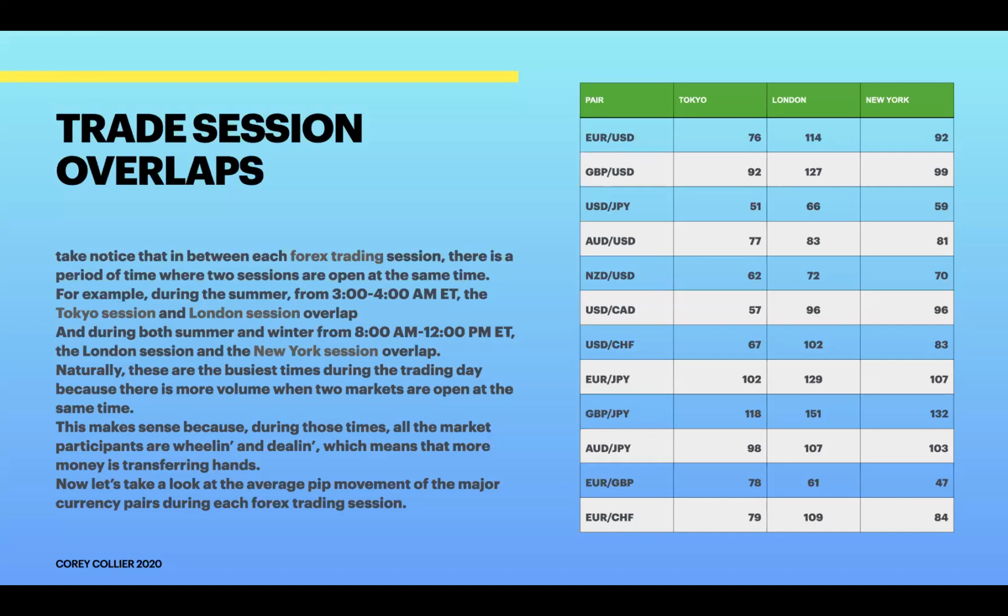Naturally, these are the busiest times during the trading day, guys, and there's a lot of volume and liquidity when the 2 markets are open at the same time. These times are when you kind of want to be trading, or looking for your trade, I should say, okay? This makes sense because during those times, all the market participants are willing and dealing, which means there's a lot more money transferring hands.